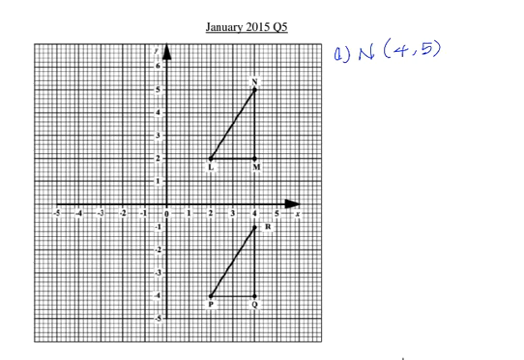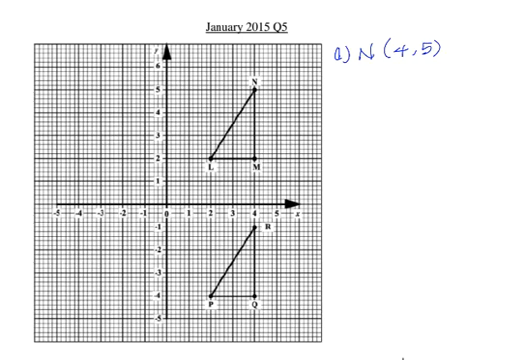Alright, the second thing we're asked to do says, on the grid above, draw triangle FGH, the reflection of LMN in the y-axis. So we're asked to reflect LMN in the y-axis and label the image FGH. Here's what we have to remember. In a reflection, the object and image are the same distance from the mirror line on opposite sides of the mirror line.